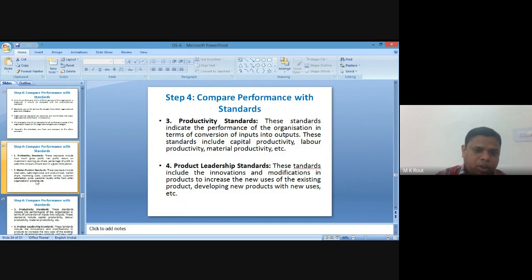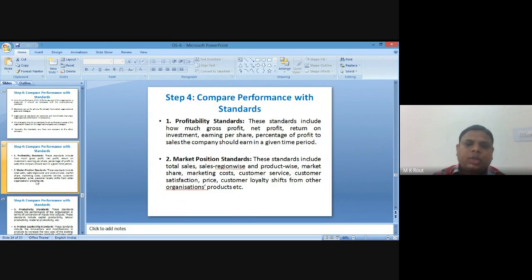In the case of the profitability standard, this standard includes how much gross profit, net profit, return on investment, earnings per share, and percentage of profit to sales the company should earn in a given time period. Basically, this standard should be measured for one financial year.